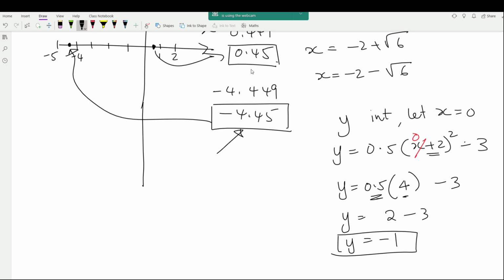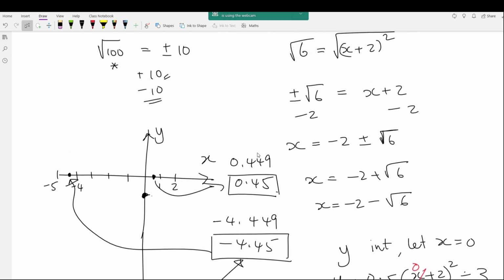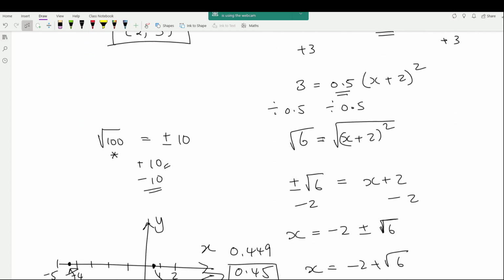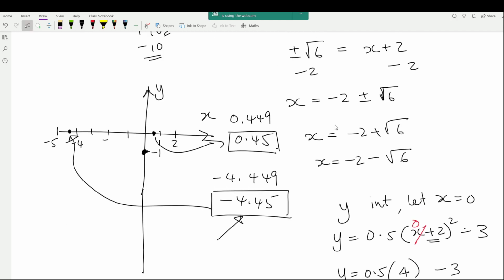So the y-intercept is at minus 1, which is about here. Now I'm going to put in my turning point. My turning point is at minus 2, minus 3. So minus 2, minus 1, minus 2, minus 3, roughly here. Now I'm going to join all the coordinates together like so, and then it's going to go up like that. So that is y equals 0.5 (x plus 2) squared minus 3. That's that equation there.